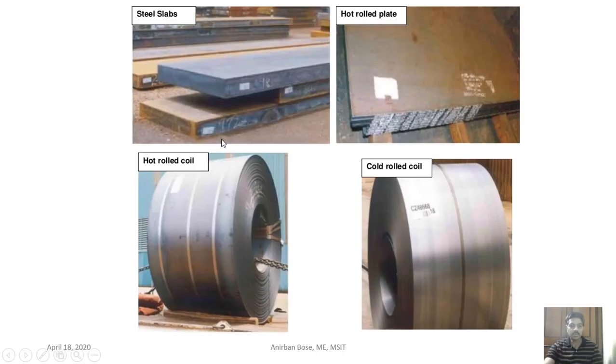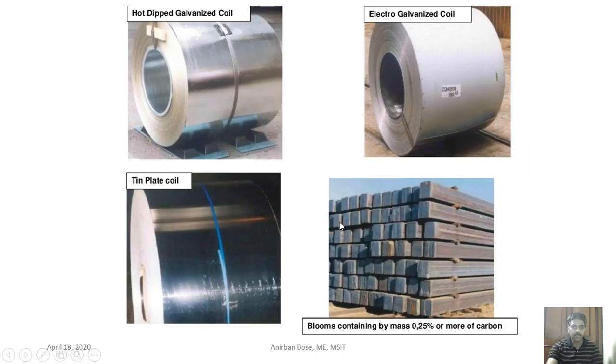So here you can see some of the products that we get out from the steel industries, like steel slabs, hot rolled plates, cold rolled coils, hot rolled coils, and you can see hot dipped galvanized coil. Galvanized coil means a zinc coating is given to prevent corrosion. Electro galvanized coil, tin plating coil, that means where tin plating is given again to resist corrosion.